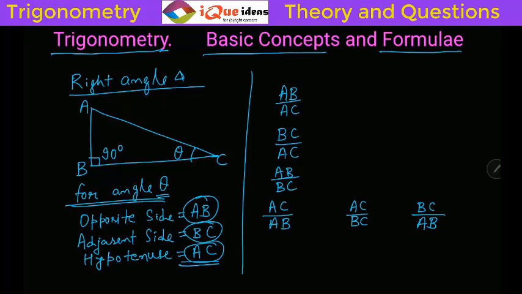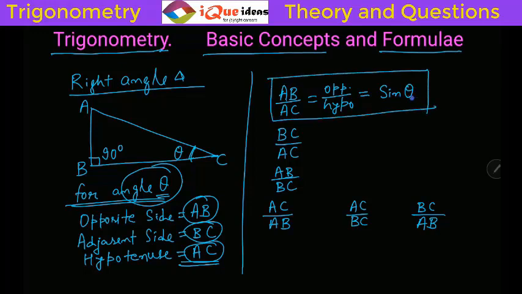Okay. Now, for angle theta, define this ratio AB and AC. This AB and AC, for angle theta, AB is the opposite side. So it is opposite divided by hypotenuse. Now, opposite divided by hypotenuse is defined as sine. So it is sine of theta, right? So sine of any angle is equal to opposite side divided by hypotenuse.